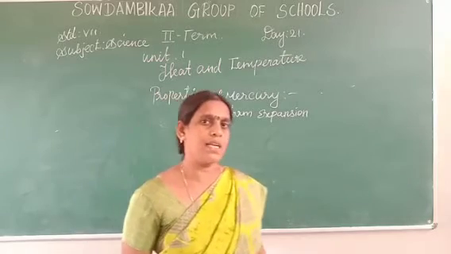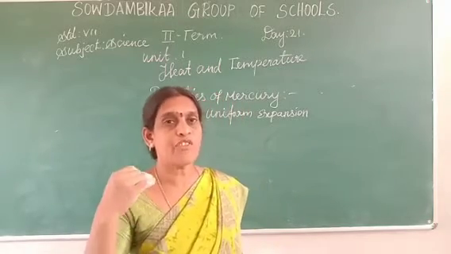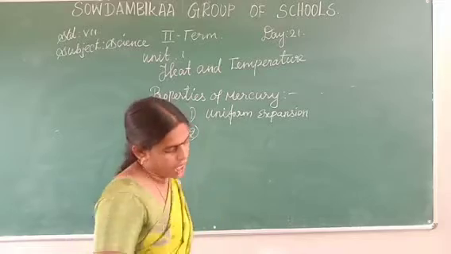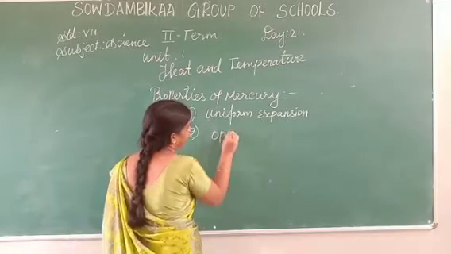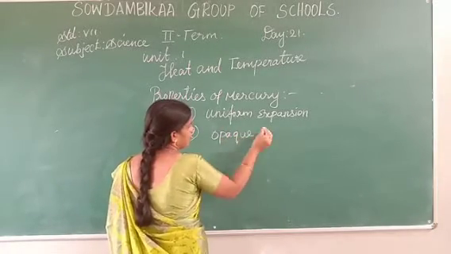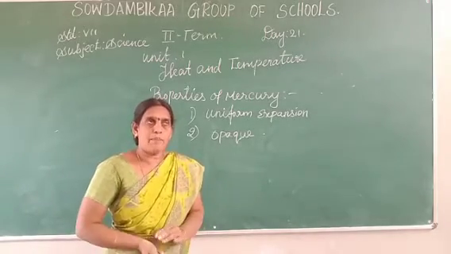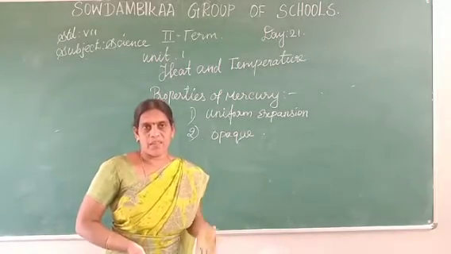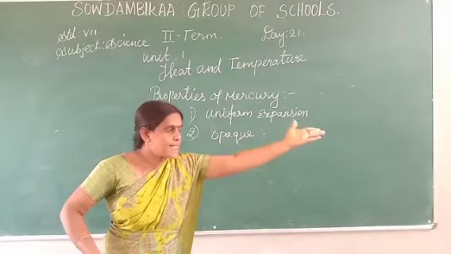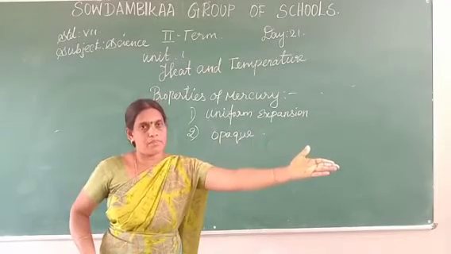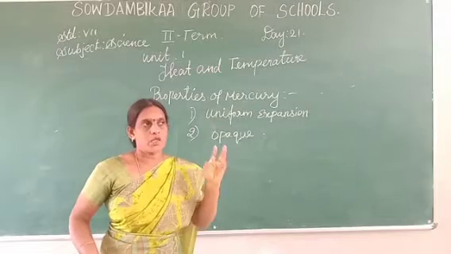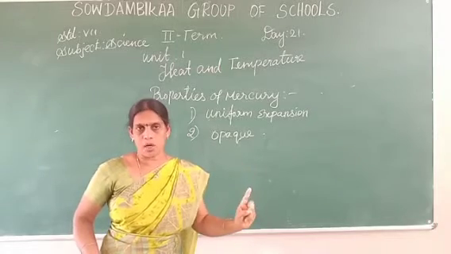Whatever heat you give, the temperature rises and the expansion is uniform. And what is meant by opaque? An opaque object does not allow light to pass through. A wall is an opaque object, and a tree is an opaque object. So, transparent, translucent and opaque objects.